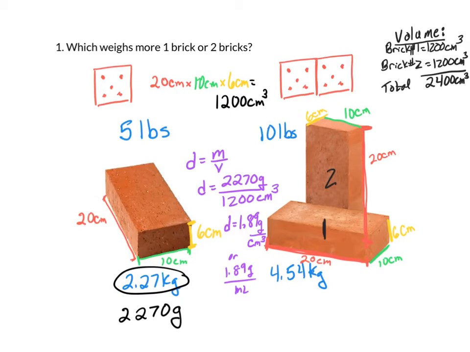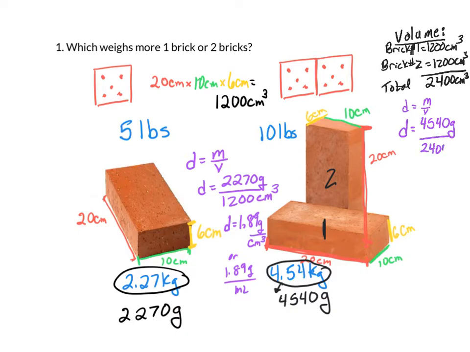The mass is now 4,540 grams. And so we'll take 4,540 grams, divide that by 2,400 cubic centimeters, and we end up with the same answer of 1.89 grams per cubic centimeter. And again, this is not surprising because we have the same chemical, we have the same substance, the density should be the same.